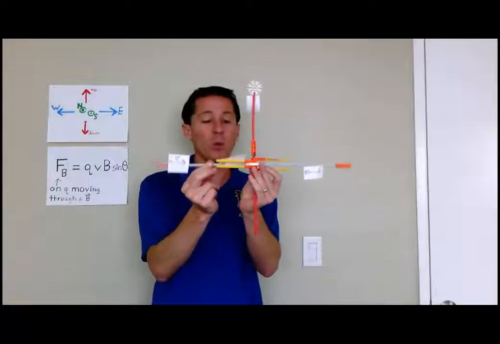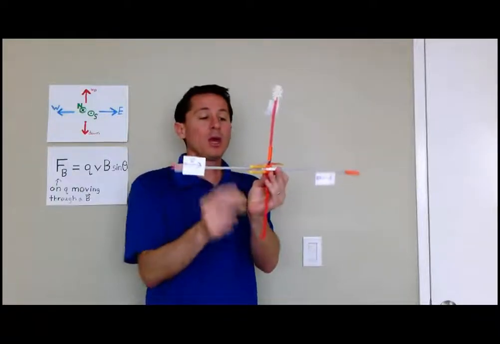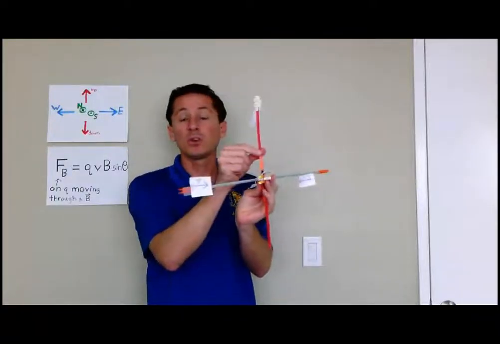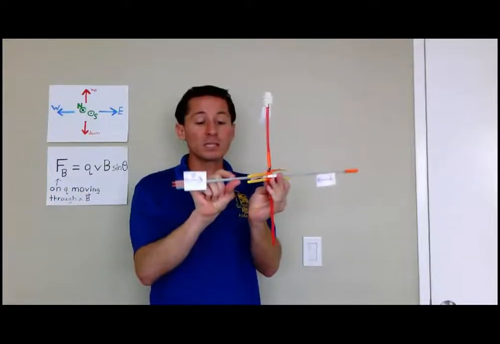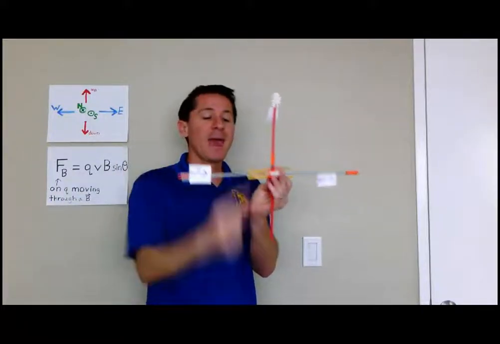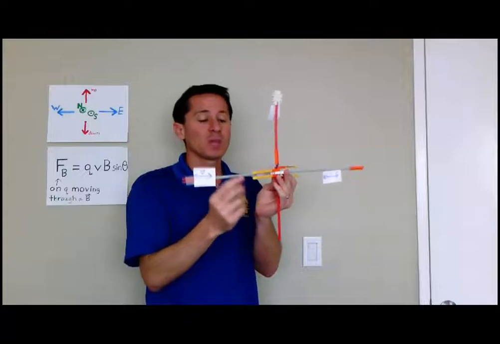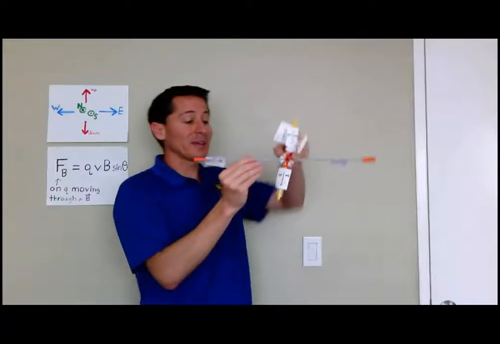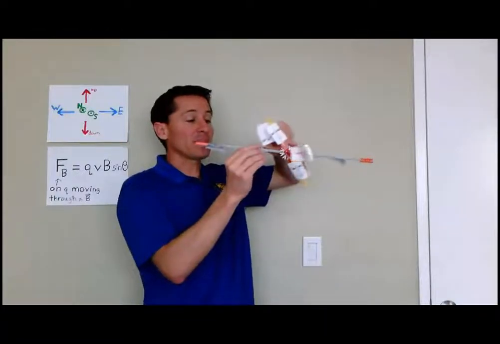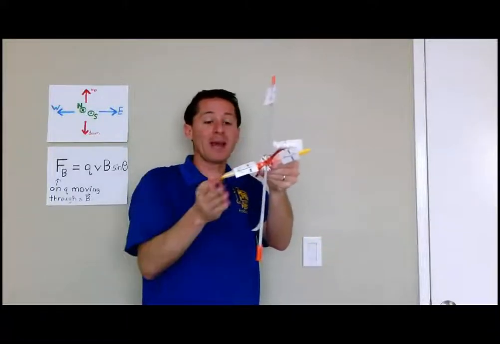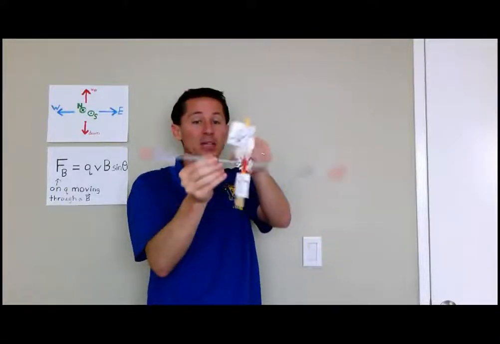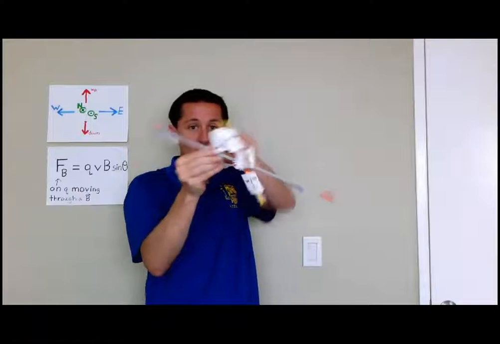Okay, always, no matter what we do, no matter how we turn this around, the force, which I'm going to represent with the red sticks, always has to be perpendicular to both the direction of the velocity and the direction of the magnetic field. So if the magnetic field could be anything like this, if the velocity and the magnetic field are in the plane of the page, it doesn't matter what they are or what directions they are.